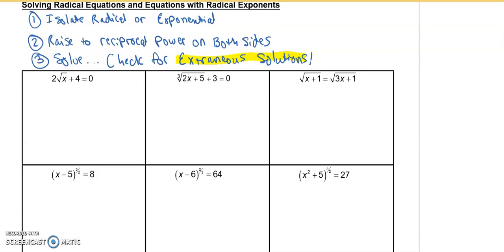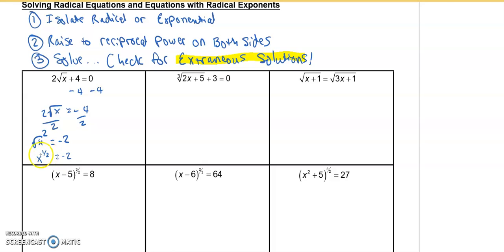Okay, so first thing we want to do, isolate the radical on this one. So I want to subtract 4 to get 2 root x is equal to negative 4. Divide by 2. Root x equals negative 2. And the square root of x, to get rid of the square root, I need to square it. And really, we said the reciprocal power. You could also think of this as x to the 1/2, right? Isn't that the same thing? Equals negative 2. So we want to square both sides.